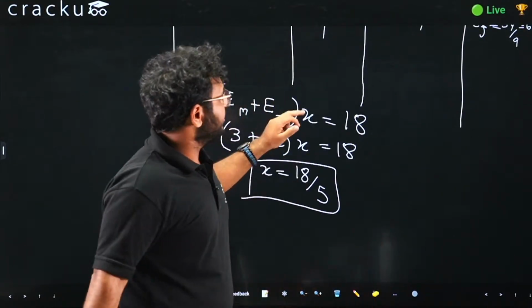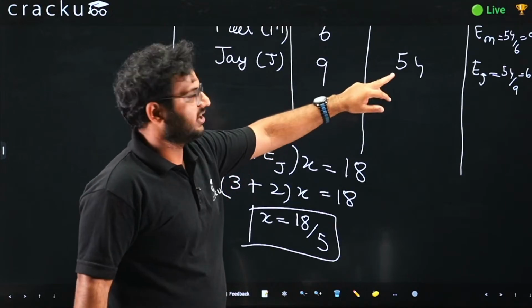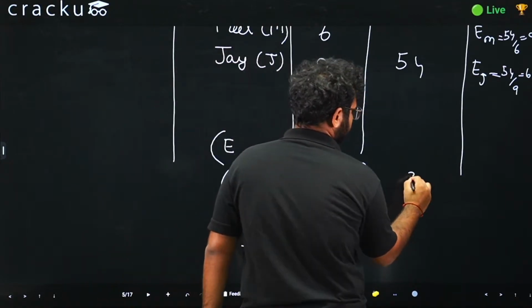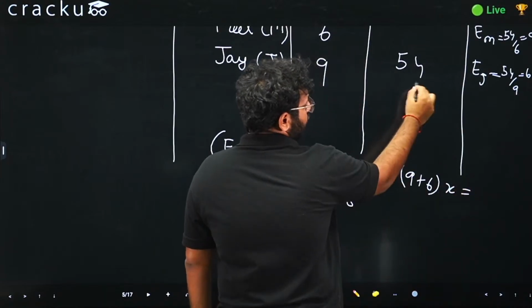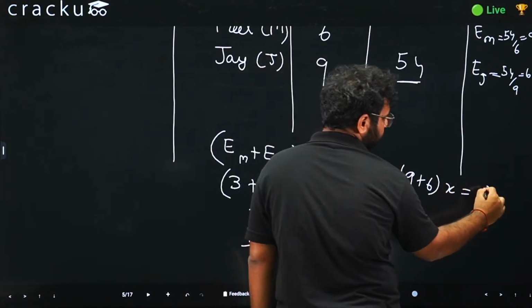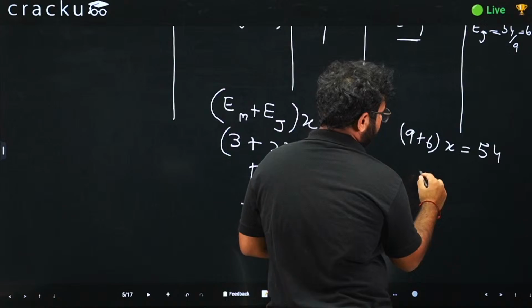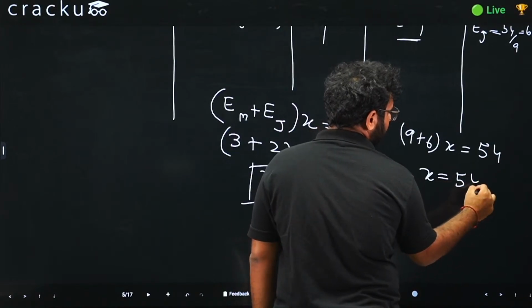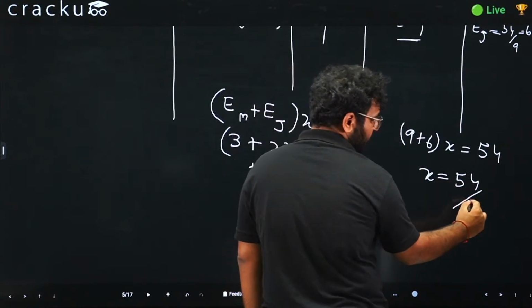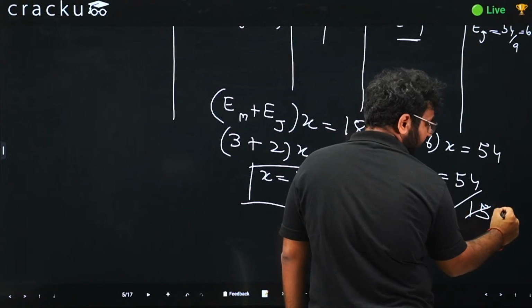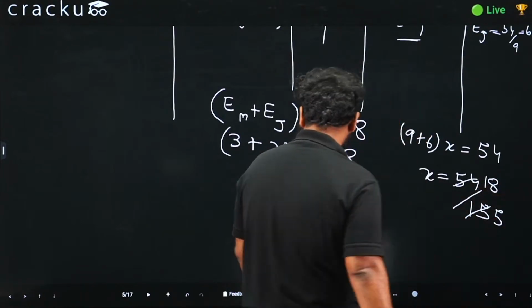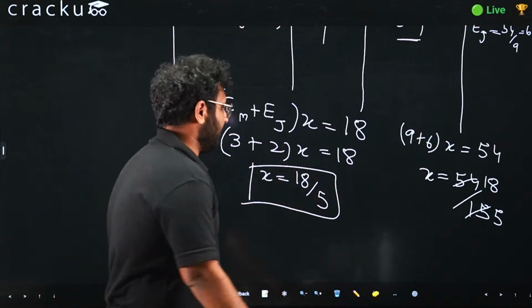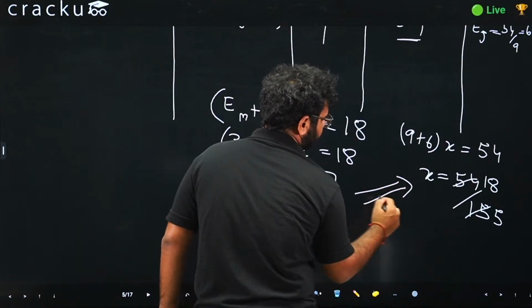So the efficiency of Meet plus the efficiency of J would be 9 plus 6, into X, is equal to the total work. The total work is 54. So X will be equal to 54 divided by 9 plus 6, which is 15. So 3 fives are 15 and 3 into 18 is 54. So the answer we got is 18 by 5, which is the same as this.